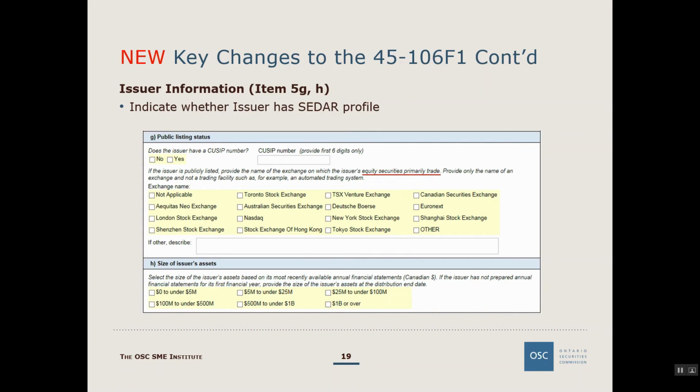We have amended Item 5H to direct filers to select the size of the issuer's assets based on its most recently available annual financial statements. When considering the size of the issuer's assets, please consider the most recently available annual financial statements in Canadian dollars, or the size as at the distribution end date in the case of an issuer which has not completed a full financial year.